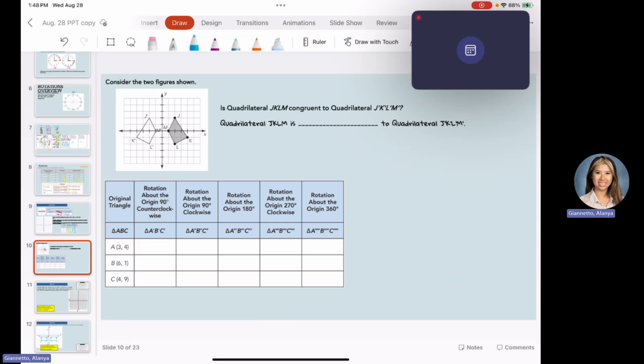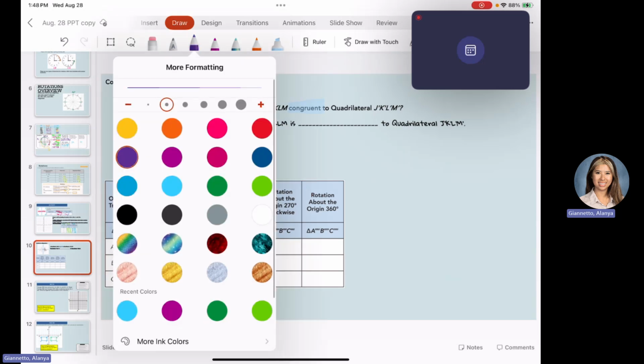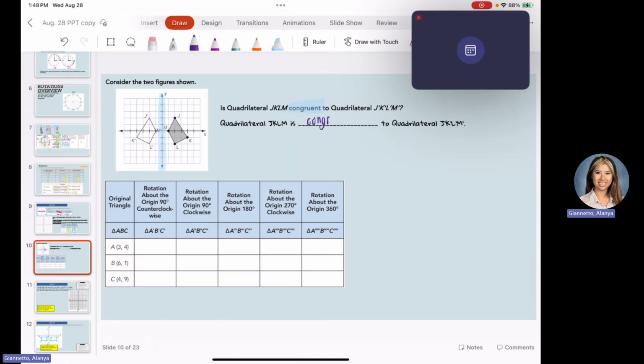Okay, so now we're looking at this picture. Consider the two figures shown. And I see that it's a reflection, right? So the pre-image is the one that's on the right or grayed out. And so we know that our line of reflection is going to be this y-axis. And so we have to answer the question, is quadrilateral JKLM congruent to quadrilateral J prime, K prime, L prime, M prime? So we know that quadrilateral JKLM is congruent because in a reflection, the congruence is maintained to quadrilateral J prime, K prime, L prime, M prime, right? The shape does not change, the size does not change.